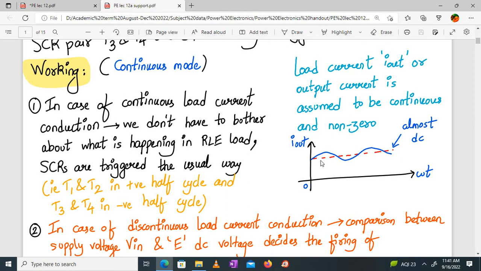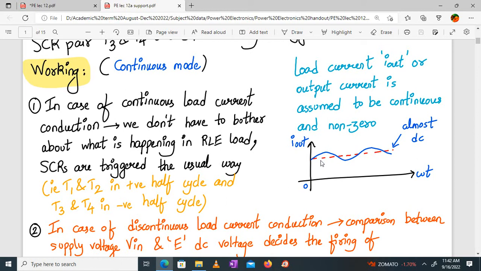There is one important statement coming up. In case of continuous load current conduction, we don't have to bother about what is happening in the RLE load. The SCRs are triggered the usual way. What is the meaning of it? The SCRs are triggered whenever the gate pulses come. That means SCRs T1 and T2 will conduct in the positive half cycle, and T3 and T4 will conduct in the negative half cycle. So this first point is very important. It means that whatever we have studied for RL load, the waveforms are the same in case of continuous load current.